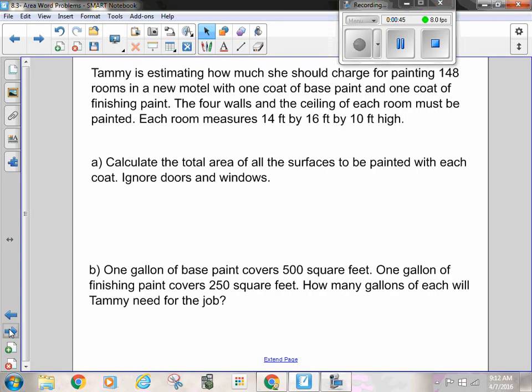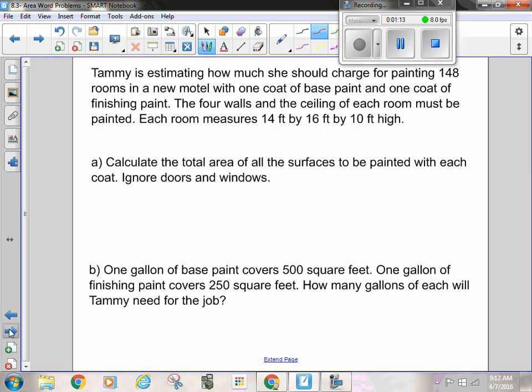All right, so let's do a word problem. Tammy is estimating how much she should charge for painting 148 rooms in a new motel with 1 coat of base paint and 1 coat of finishing paint. The 4 walls and the ceiling of each room must be painted. Each room measures 14 feet by 16 feet by 10 feet high. Calculate the total area of all the surfaces to be painted with each coat.